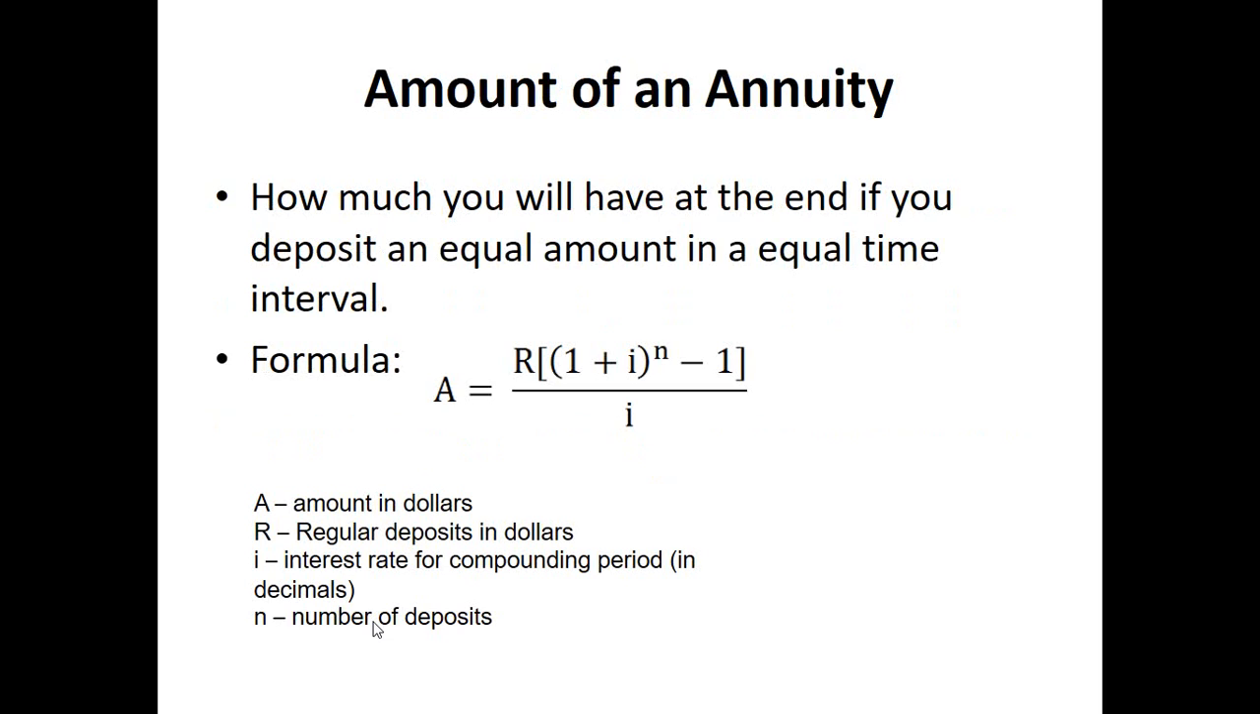Now there's a formula for the amount of an annuity, how much you will have at the end if you deposit an equal amount in an equal time. So there's a formula for it right here. A equals R, bracket, 1 plus i to the n minus 1, over i. A is the amount, R is the payment that you pay, i is the interest, and we want this as a decimal, not a percent, and n is the number of deposits.